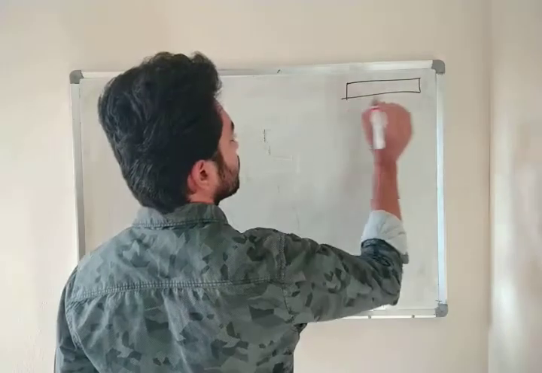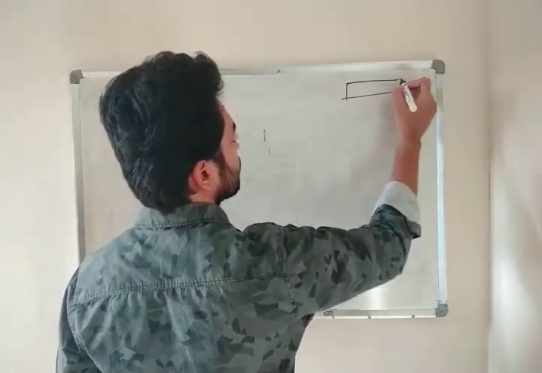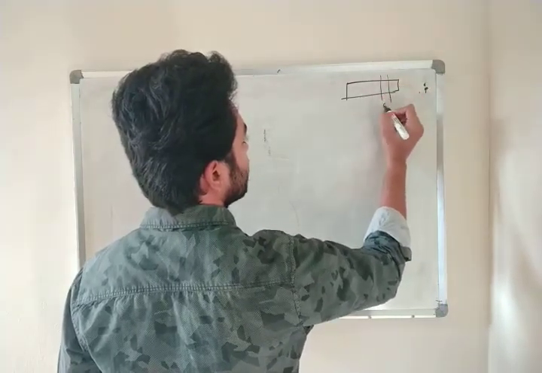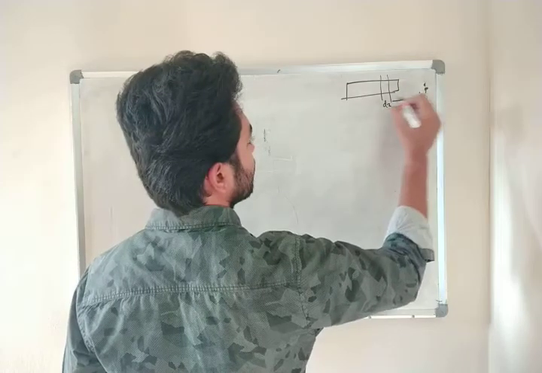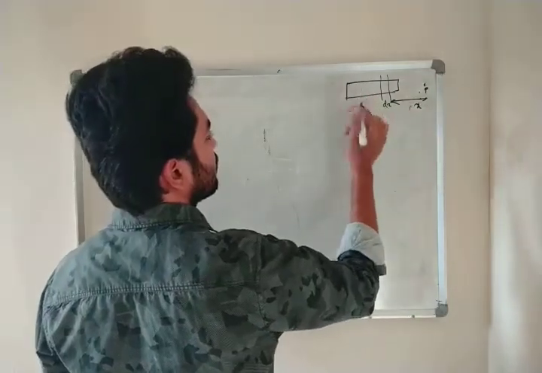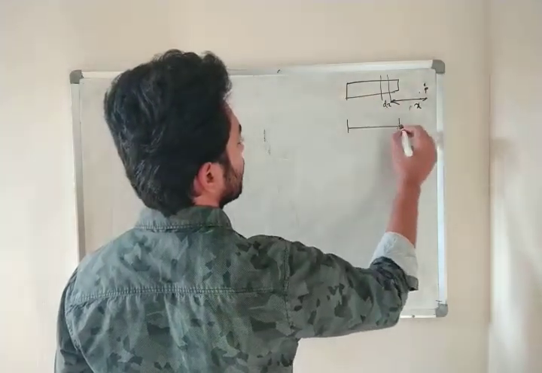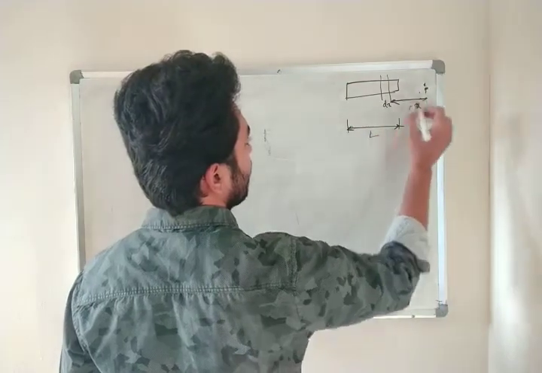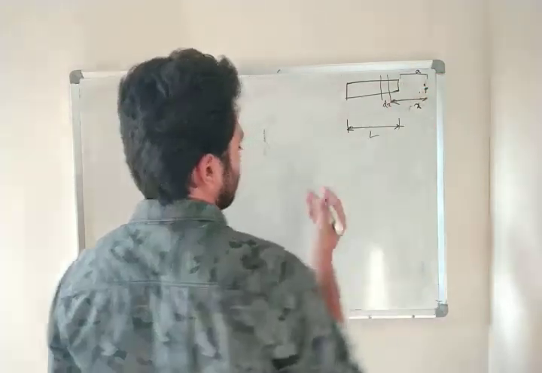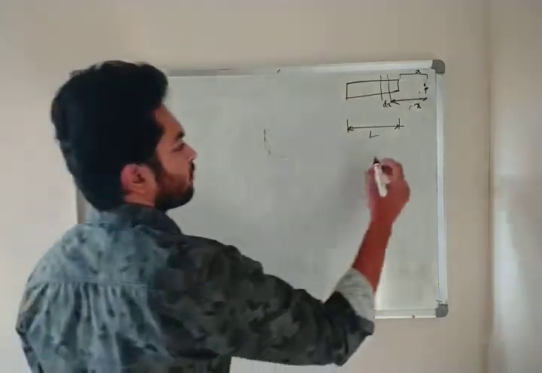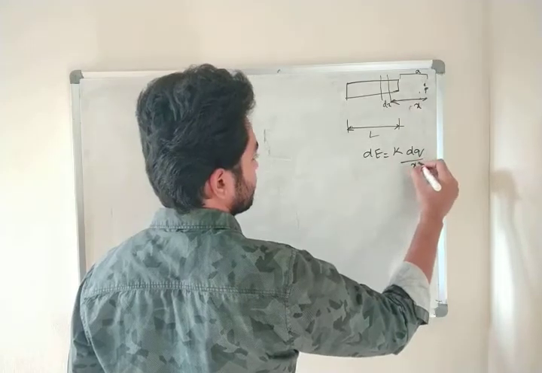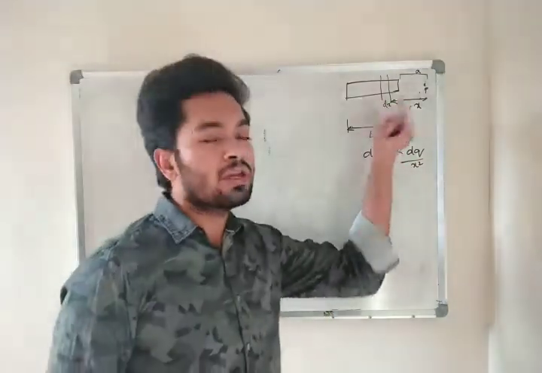This is our rod, at point P, and this is our small element dx. From here to here, the distance is x. And yes, the total length is L, and from here to here the distance is A. Now we have considered, we got a formula, dE is equal to k dq by x square. Now this formula is only for this small element.